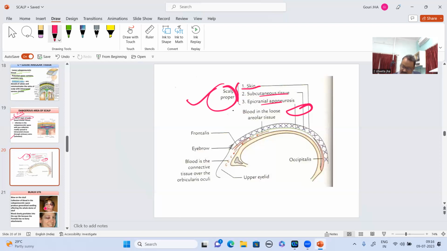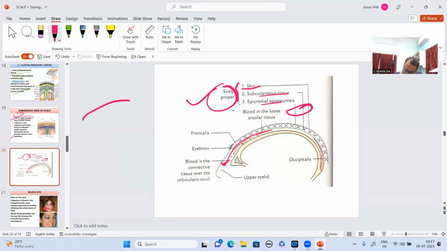So there is a potential space below the epicranial aponeurotic layer, and this is continuous up to the eye region. This fourth layer contains the blood vessels. So if there is bleeding over here, the blood could come very easily up to the eye region, and it will cause a black eye.